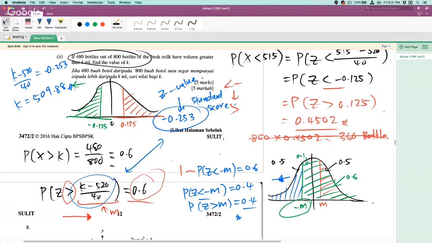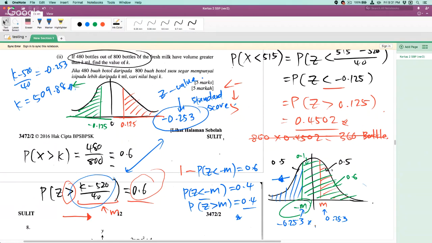Because remember, just now I was trying to find a negative M. The probabilities we already have, here is 0.4, here is 0.6. We actually use this to find 0.253. So therefore this one will be negative 0.253. I hope I answered your question, Chai Kim.